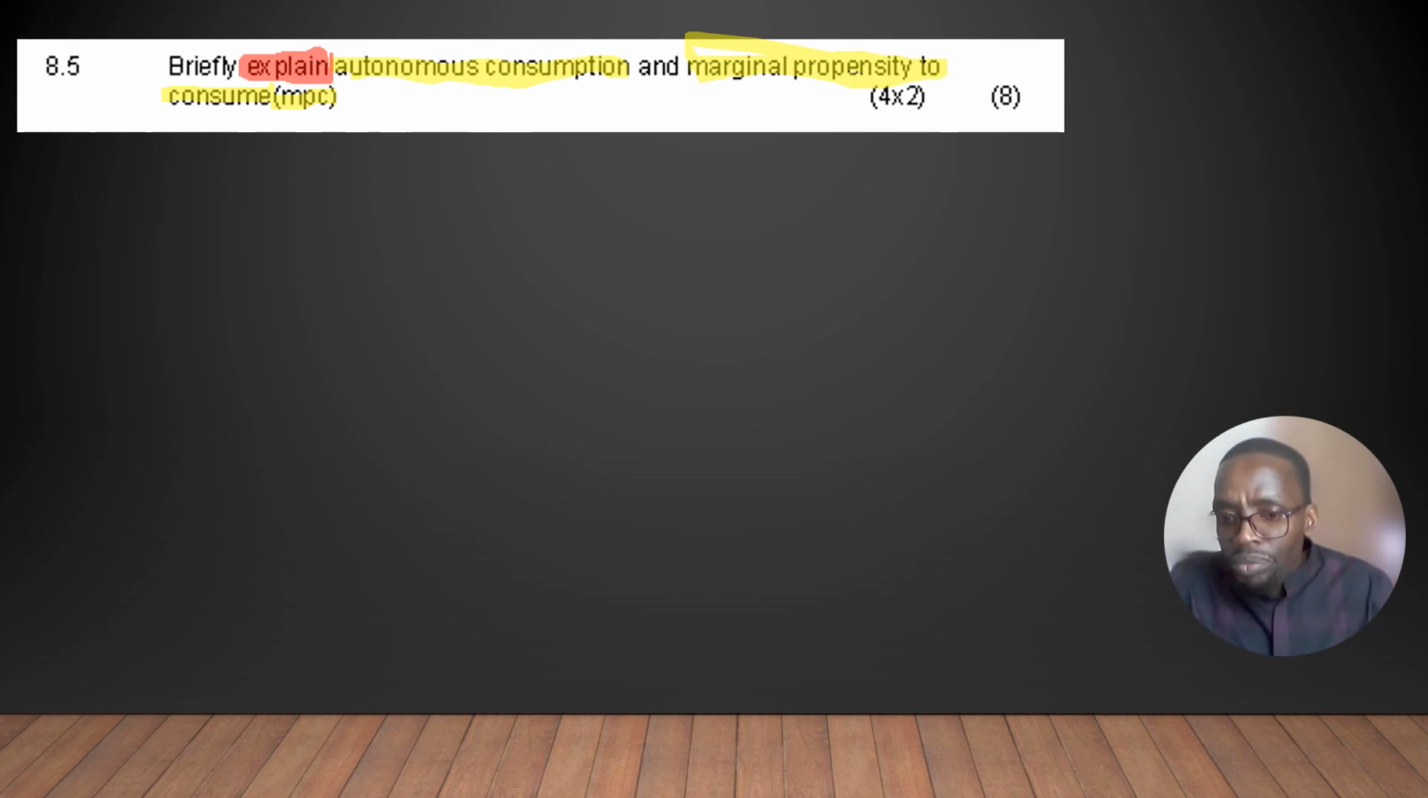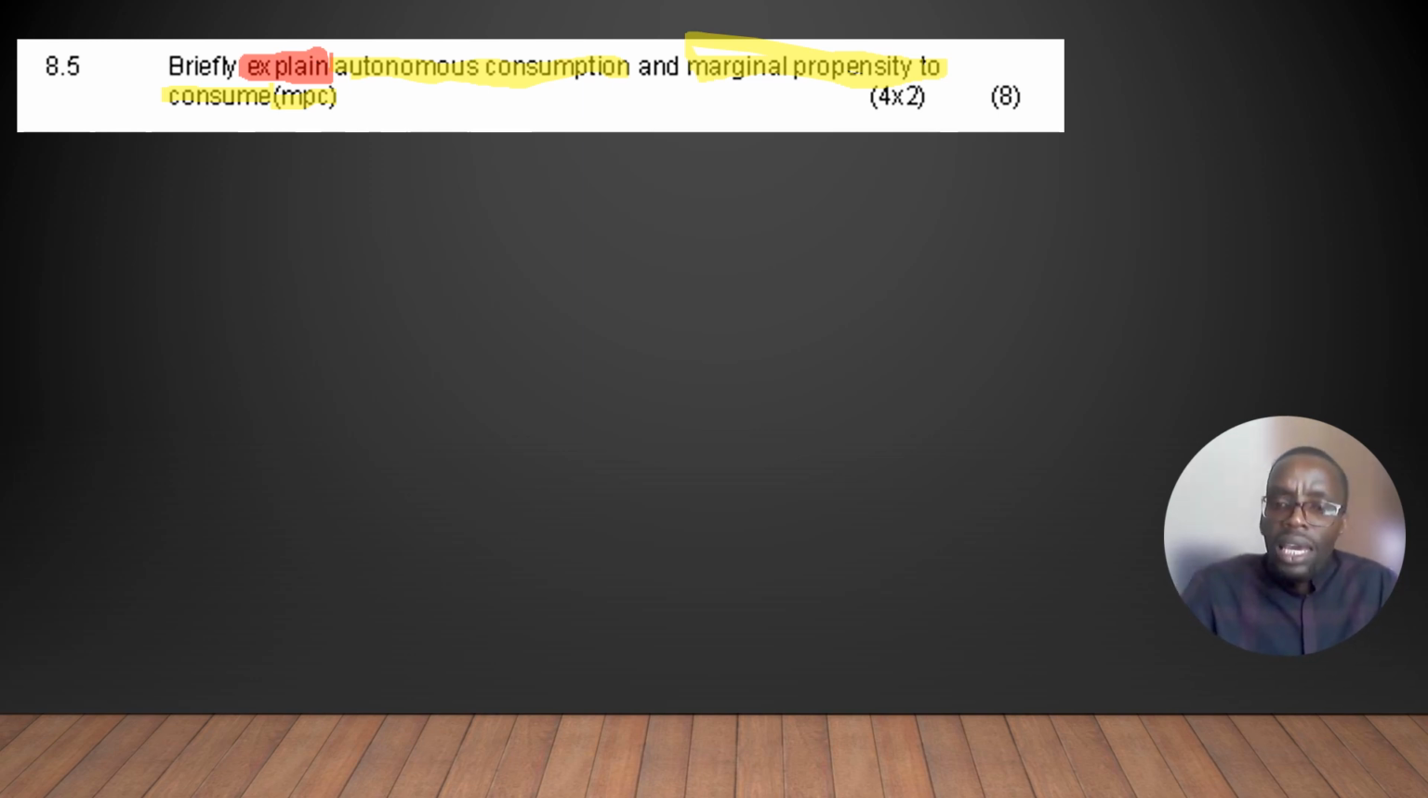And then someone could have also said such consumption is considered autonomous of income only when the expenditure on these does not change when income changes. Only when expenditure on these does not change when income changes, then we consider such an expenditure as autonomous.